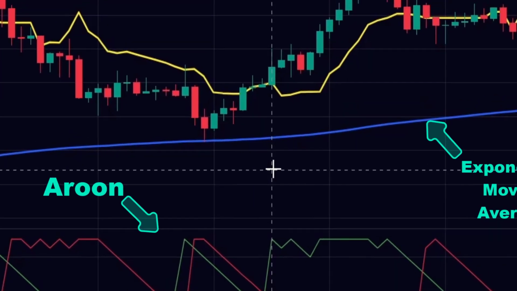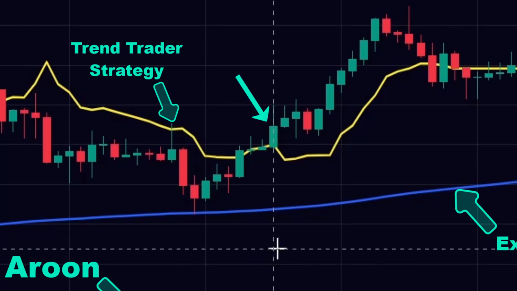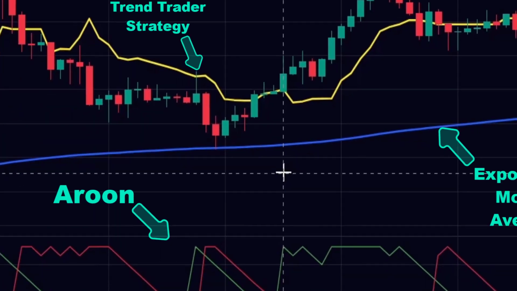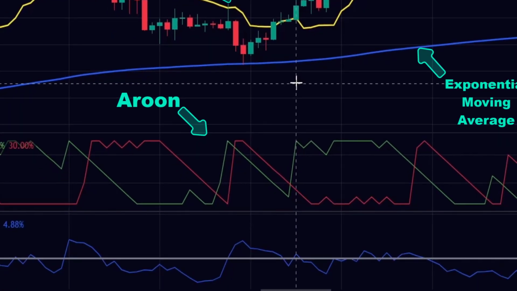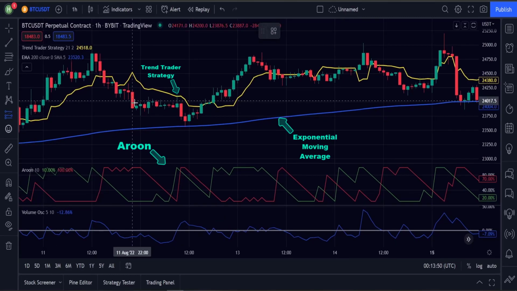Number 3, the price has to close above this Trend Trader strategy. As here, you can see it closed above here, and the line has to be sitting above the exponential moving average. Lastly, we want our volume oscillator to show us a sign of sufficient volume in the market, and if this blue line is above 0, we can safely take a buy trade.